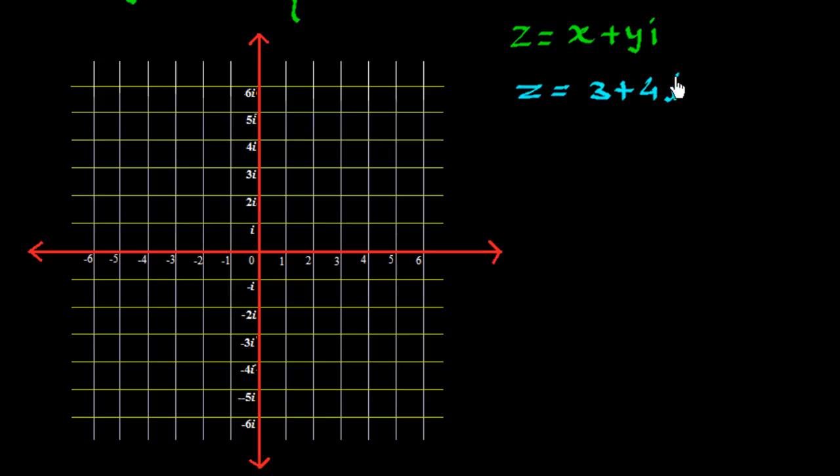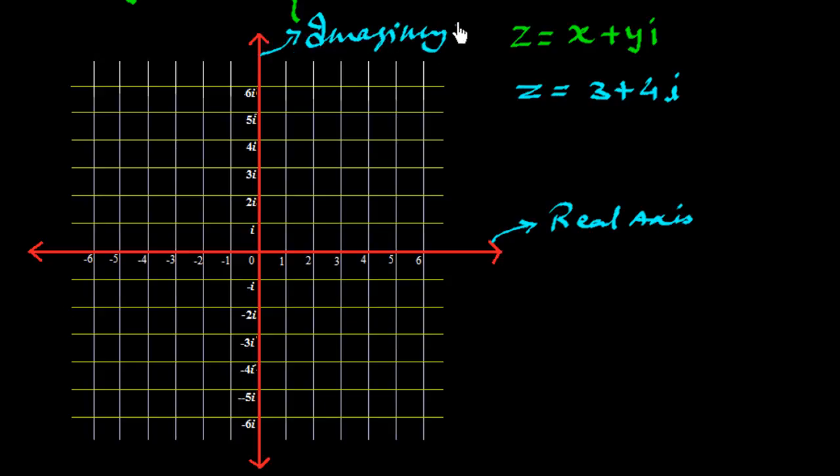So look here, this horizontal axis is called the real axis, and this vertical axis is called the imaginary axis. So this is i, 2i, 3i, 4i, 5i, 6i. The positives are above the horizontal axis, and the negative imaginary numbers are below the horizontal axis.